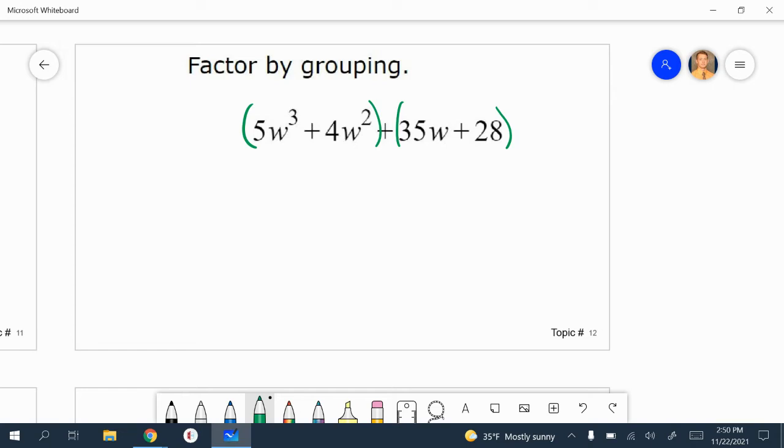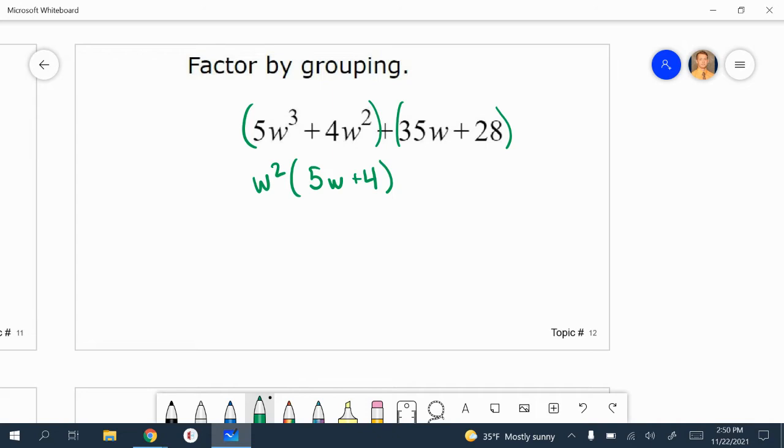Whoops. So a w squared, and then what would be left? Well, we would have a 5 there, and that one would still have a w. In the second portion, we would have a 4, but I pulled out both of the w's already, so it would just be the 4.